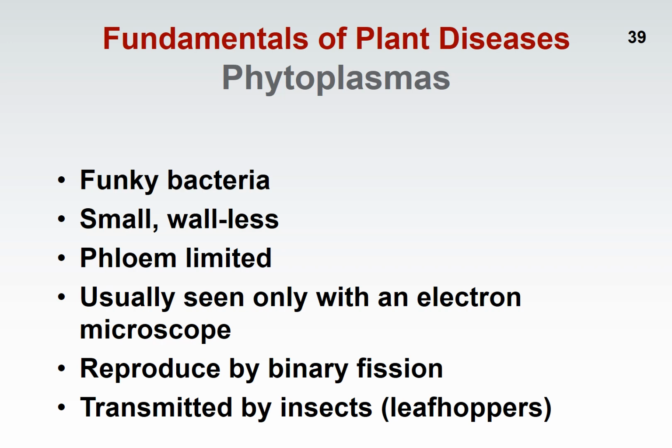These organisms are what is called phloem limited. That means that they only live in the phloem, which is the food conducting tissue inside the plant. You can see these organisms with a light microscope, but you need to use special stains in order to do it. Quite frankly, if you really want to see what a phytoplasma cell looks like, you need to use an electron microscope just the way that you would for a viral pathogen.